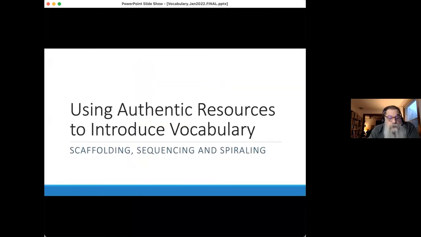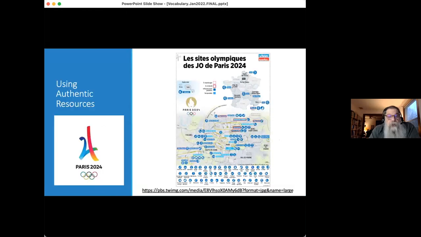Now, of course, the learners first encounter new vocabulary through the input the teacher provides through various interpretive activities that we can base on, of course, authentic resources. How we sequence our interpretive activities can ensure maximum support for comprehension of new vocabulary. Here's an example in French of a document which identifies the venues for the 2024 Olympic Games in Paris. It's an infographic with few words and lots of graphic support to introduce a variety of sports.